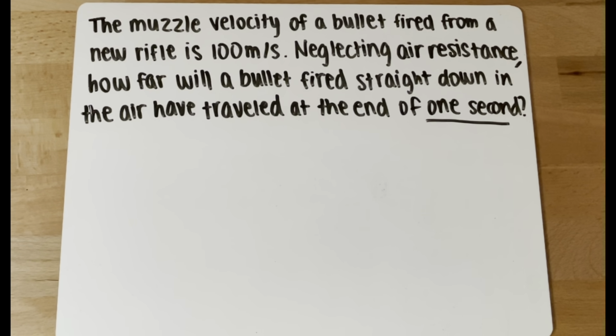Module 1. In this problem, it says the muzzle velocity of a bullet fired from a new rifle is 100 meters per second. Neglecting air resistance, how far will a bullet fired straight down in the air have traveled at the end of 1 second?